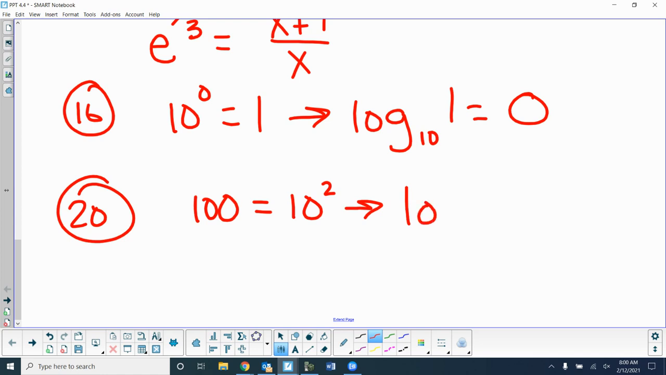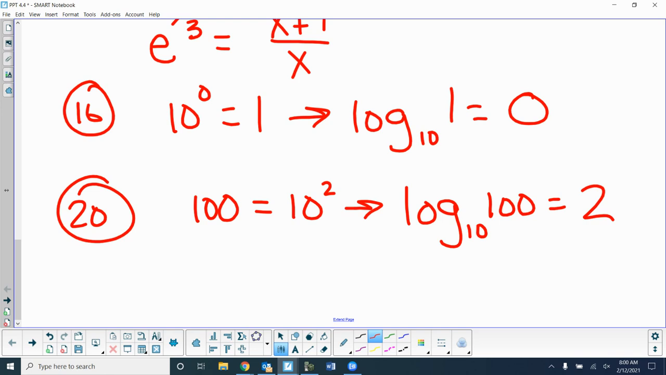So it's log base 10 of 100 equals the exponent, which was 2. Right, that's what logs are. We said that yesterday. That's the exponent. Logs are the exponent that you're looking for.